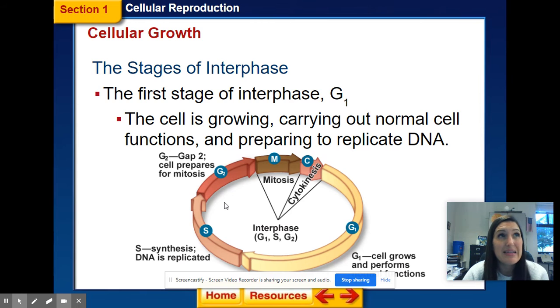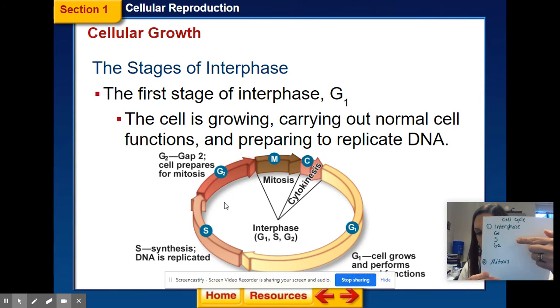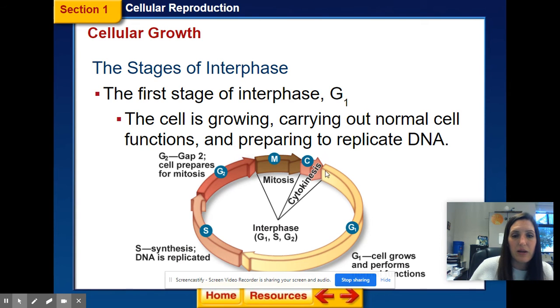There are phases inside of interphase. So in interphase, we have G1. You can say growth 1. Some people say gap 1. G1, S, and G2. Okay? And this is what's also written up on my board in my classroom. Interphase, G1, S, and G2. So what's happening? All right, in G1, you can see a lot of time is spent.